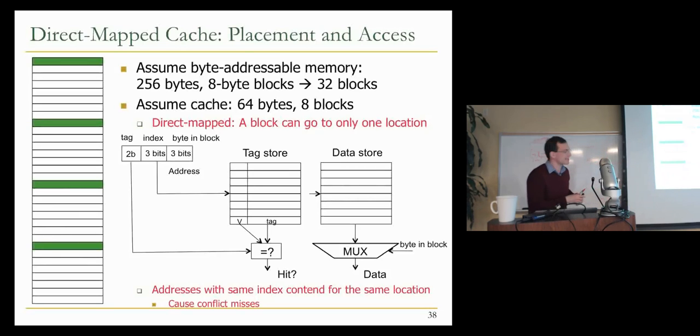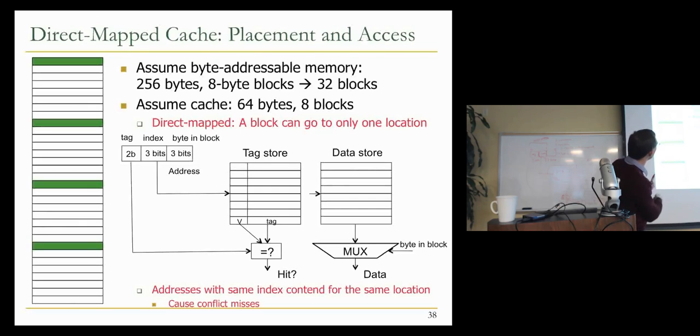Okay? And this is the same example that I showed you over here. I didn't show you the memory over here. But with 8-byte blocks and an 8-entry cache, or 64-byte cache, this is what you get.